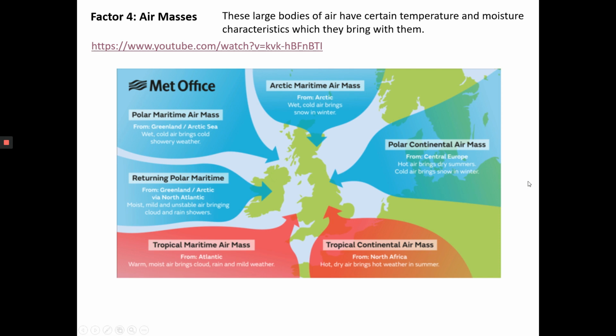So there are air masses. Sometimes you'll have one air mass dominating the UK. Sometimes you'll have a few air masses over different parts of the UK. If you watch the weather, they'll often say, oh, we're now getting a spell of cold air coming down from the Arctic. And they're talking about Arctic maritime conditions.